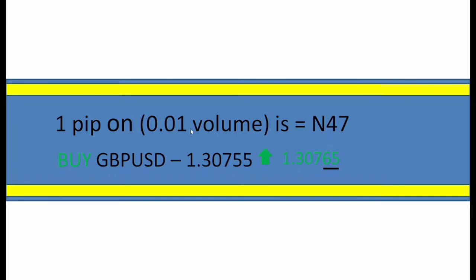If you enter a 0.01 volume, it will be 47 naira for this movement here. Now if you enter a 0.02 volume, it will be 94 naira for just that 1 pip movement. So if it moves 2 pips, it will be 94 times 2.